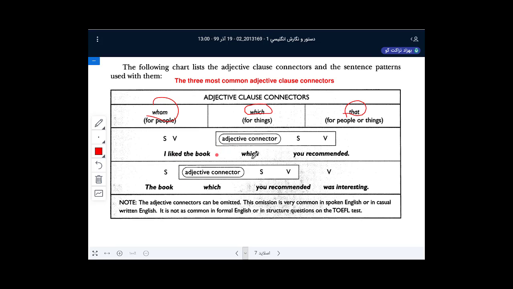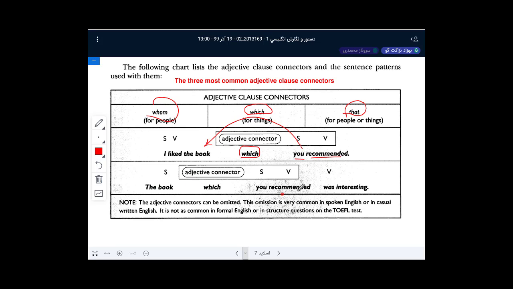Will you please read this part? I like the book which you recommended. So we have the connector, we see the subject, we see the verb, and it tells something about the noun. So it immediately follows the noun, which is called the antecedent. I like the book which you recommended.